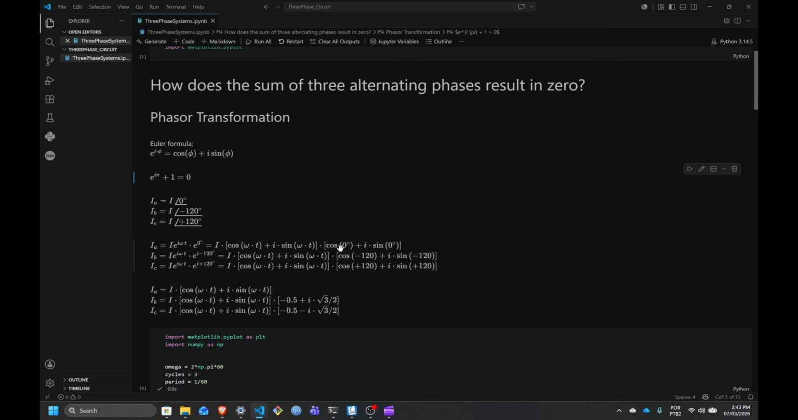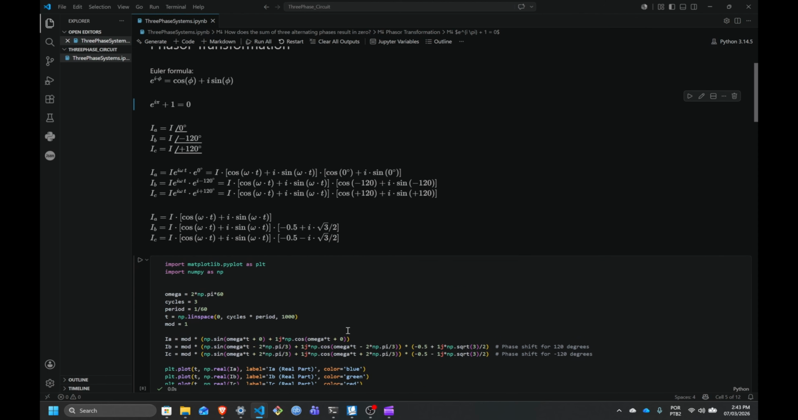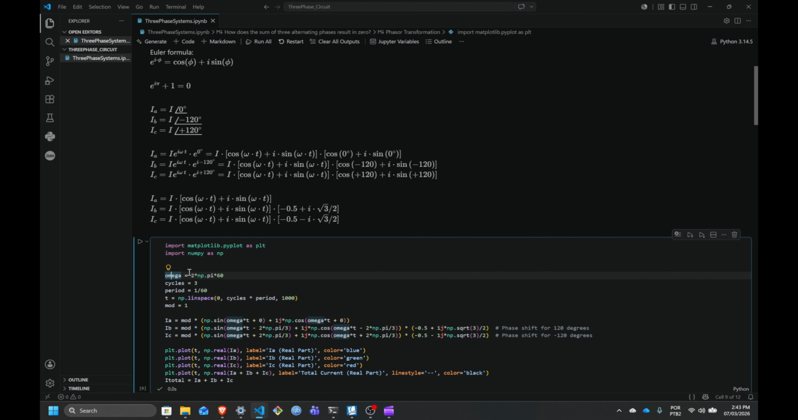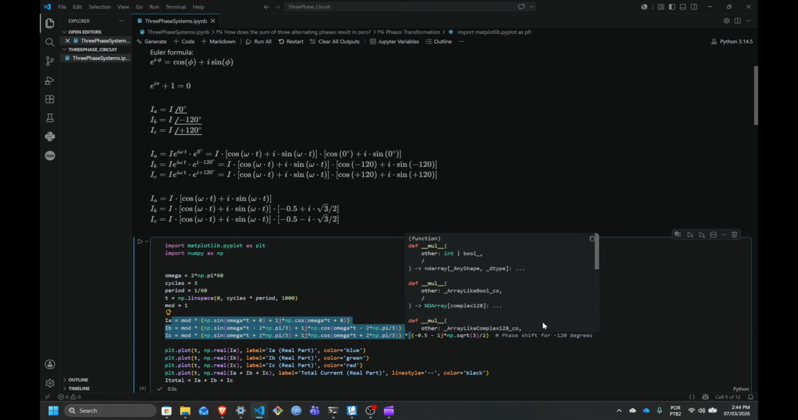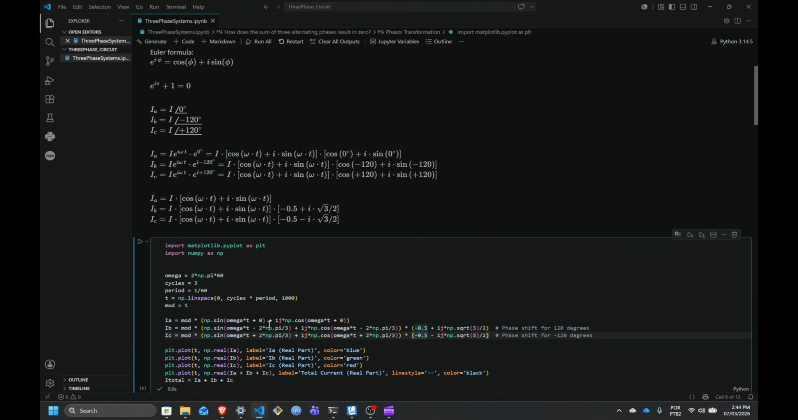And here is zero and here is one, so we can make this current just like that, but it's different for the other phases. So this results in this, and we have a complex number here. Even in this way, we use omega as 2 pi times the frequency. We are using 3 cycles, a period of one. The period is the inverse of the frequency, and we have this formulation. This is the same as this.